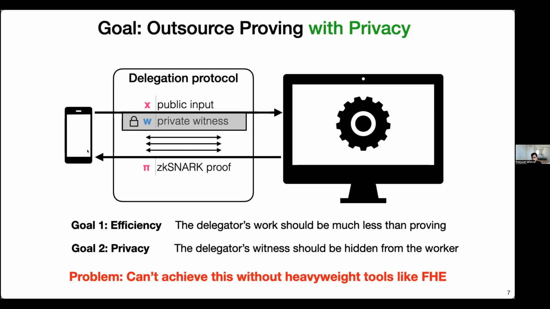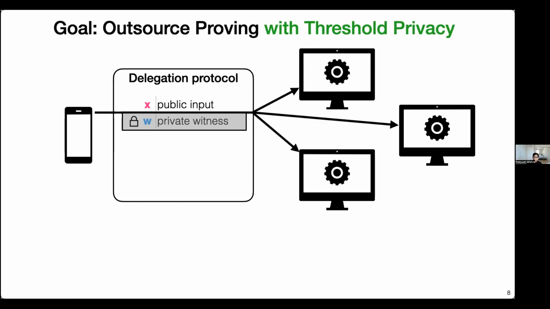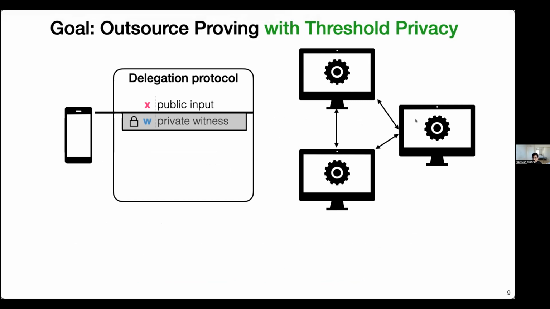So ideally, we want to have a system which avoids these heavyweight tools like FHE, but it's very unlikely that we'll be able to do this in the setting of just a single worker machine. So maybe we can relax our privacy goal a little bit and move to a setting where we have a little bit more flexibility. And so instead of saying we want just one machine and privacy against that one machine, we'll relax our goal and say we want privacy against a bunch of machines as long as one machine is behaving honestly, right?